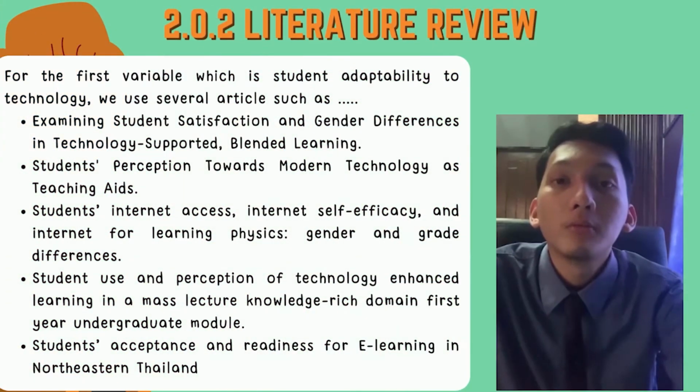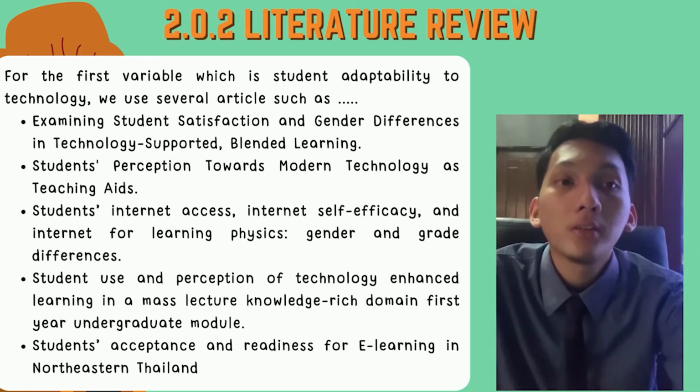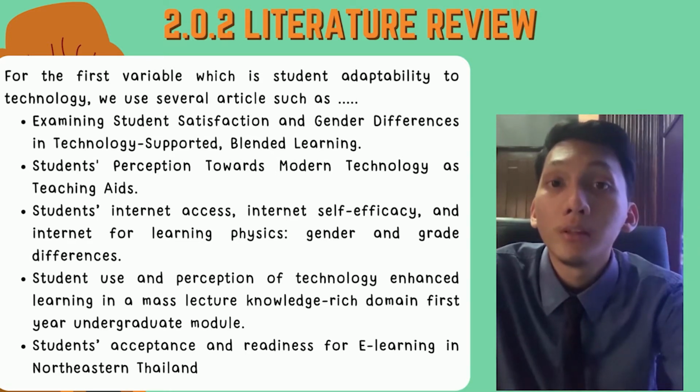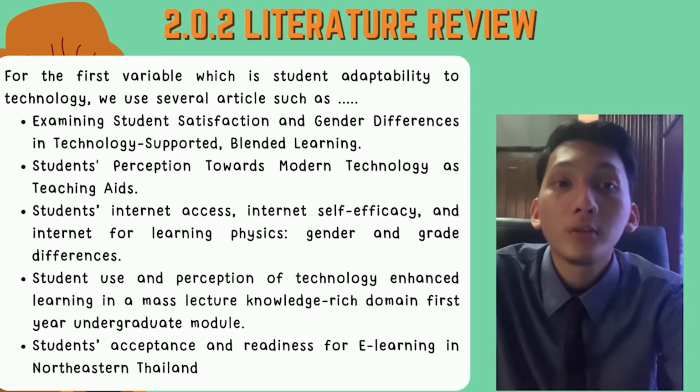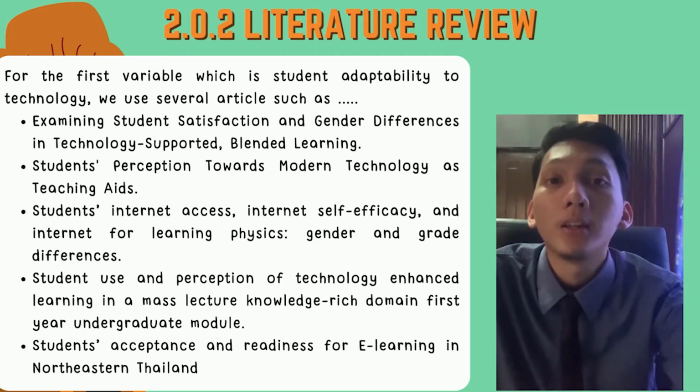For the first variable, which is student adaptability to technology, we use several articles such as examining student satisfaction and gender differences in technology-supported blended learning. The second one is student perception towards modern technology as teaching aids. The third one is student internet access, internet self-efficacy, and internet for learning physics, gender and grade differences. The fourth one is student use and perception of technology-enhanced learning in a mass lecture knowledge-rich domain first undergraduate module. And the last one is student acceptance and readiness for e-learning in northeastern Thailand.